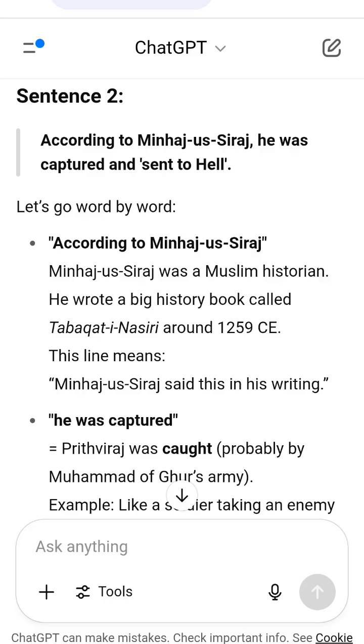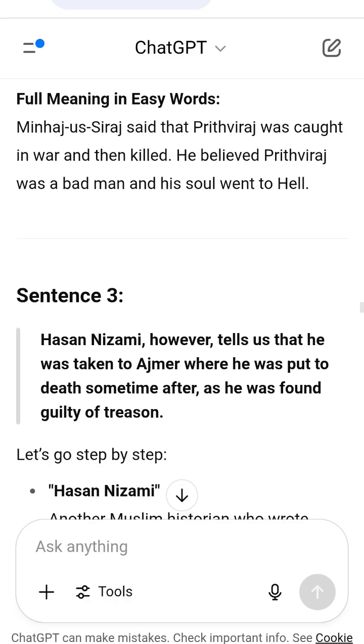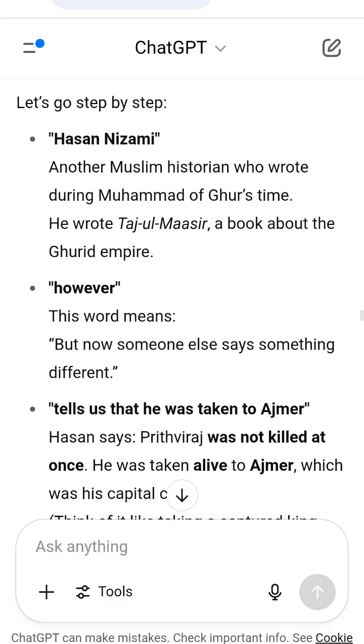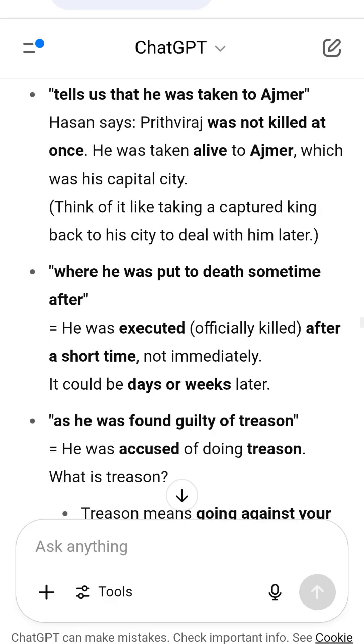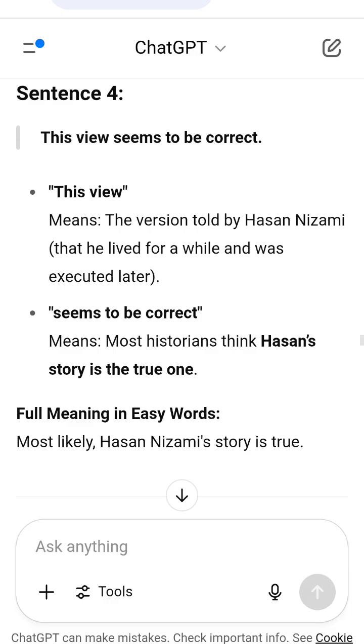Hasan Nizami wrote Taj-ul-Ma'asir, a history written during Muhammad of Ghur's time. He gives a different story. Prithviraj was not killed in the battle, but was taken as a prisoner to Ajmer, his own capital. There, he was held alive for some time, maybe days or weeks, and later put to death because he was seen as a traitor, possibly for rebelling after surrendering or not following Ghurid rule. This version is more balanced, and most historians believe it is the accurate one.